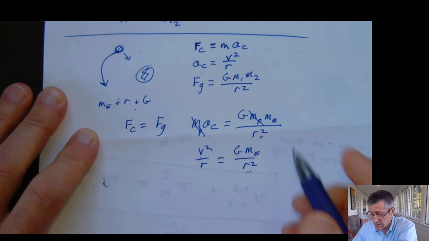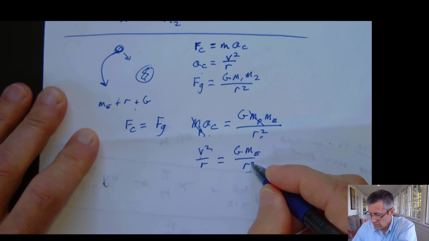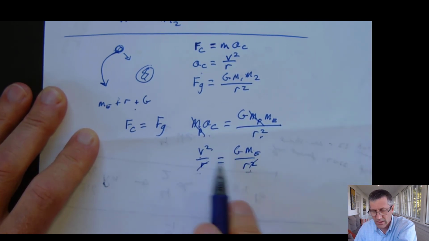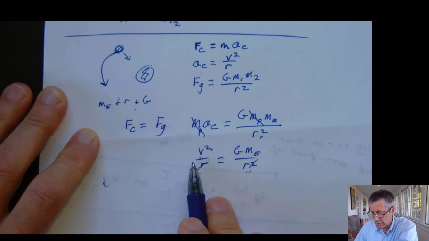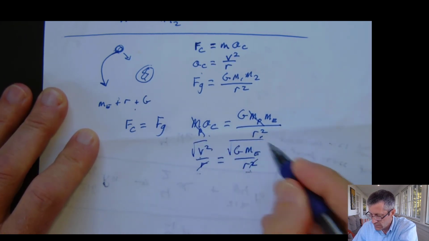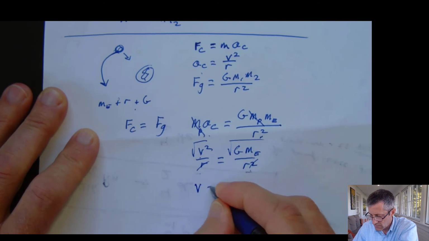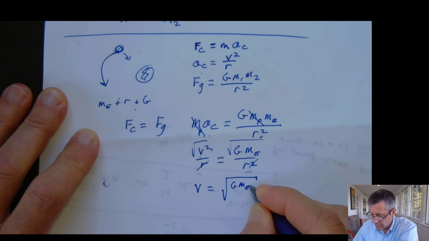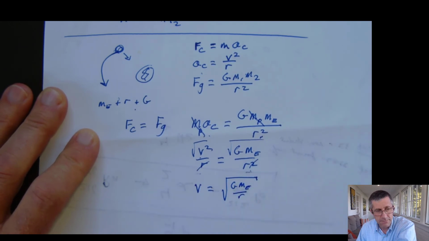Now I'm just going to simplify it and solve for velocity. Notice r shows up in a denominator on both sides. So when I multiply both sides by r, I'll cancel the square. And then I can take the square root. So I'll end up with v equals the square root of G mass of the Earth over r. And this is the final answer.